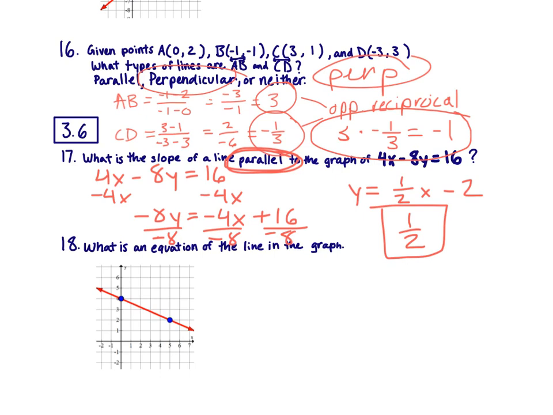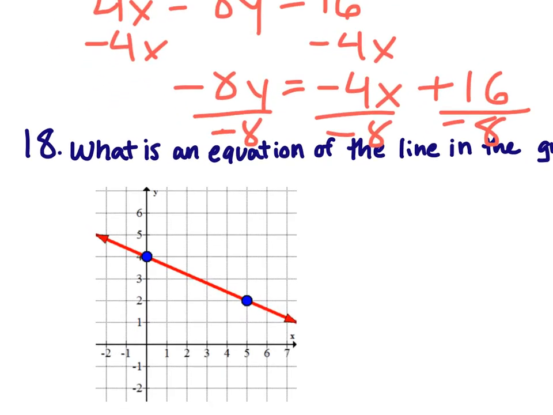What is an equation of the line in the graph? There's two equations we could write. We could write an equation in point slope form, or we could write an equation in slope-intercept form. We have here the y-intercept, which is 4. So let's write the equation in slope-intercept form.